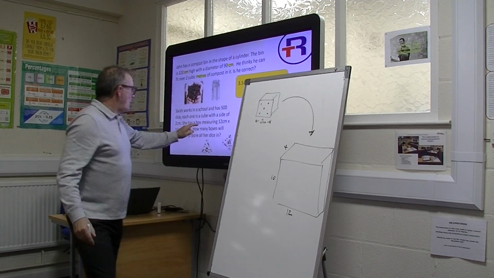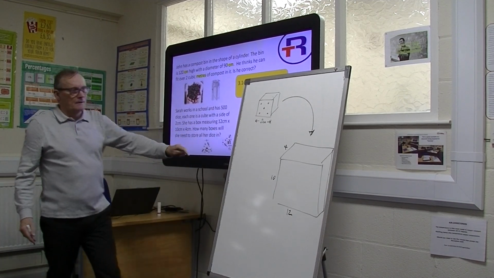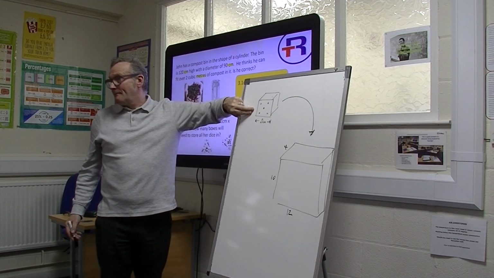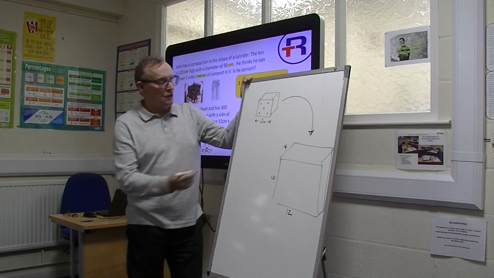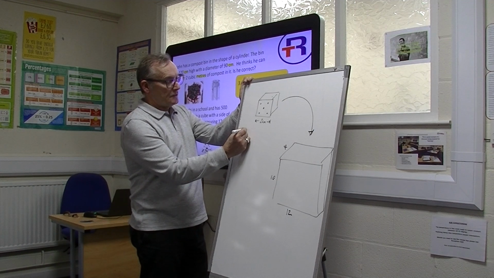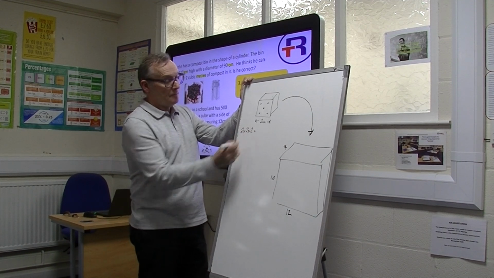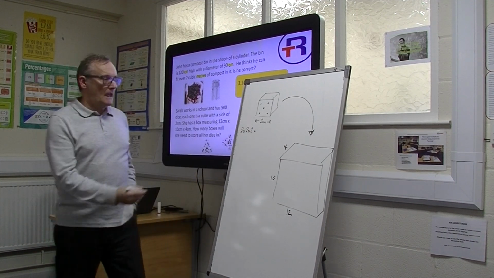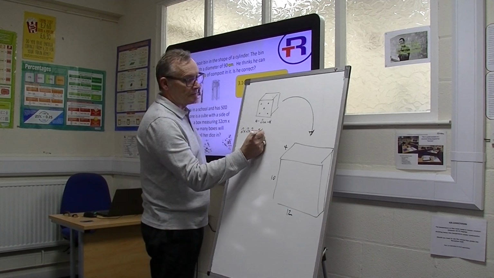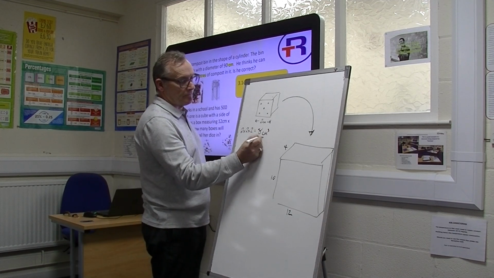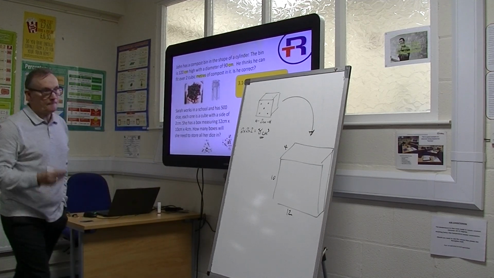Well, we've only got one measurement, 2. But we know it's a cube. All sides the same on a cube. Quite easy. 2 times 2 times 2. Yeah? 8. The dice is 8 cubic centimetres.